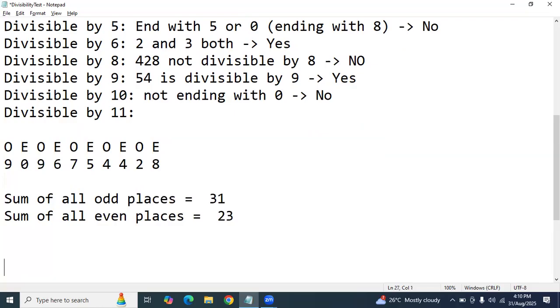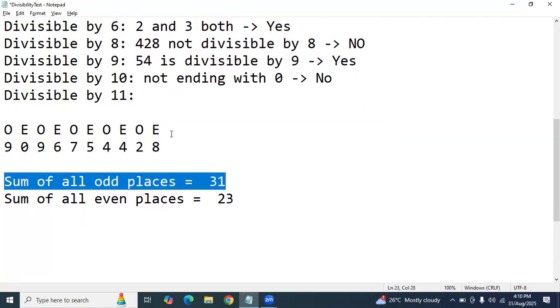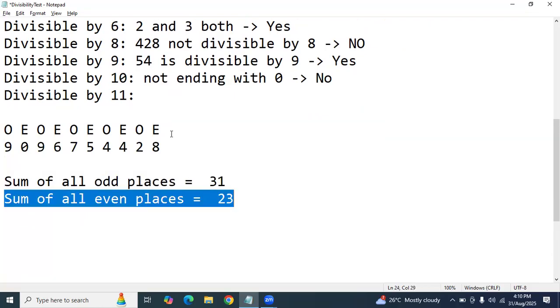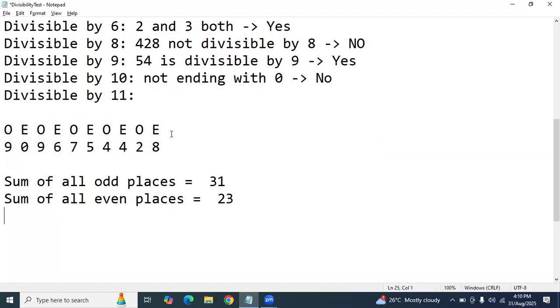So we got two answers now. One is the sum of odd places, one is the sum of all even places. Whichever two answers we get, we should take the difference of them. If you do 31 minus 23, you will get a difference of 8. If this difference is divisible by 11, then only our number is divisible by 11. So here we can see 8 is not divisible by 11.